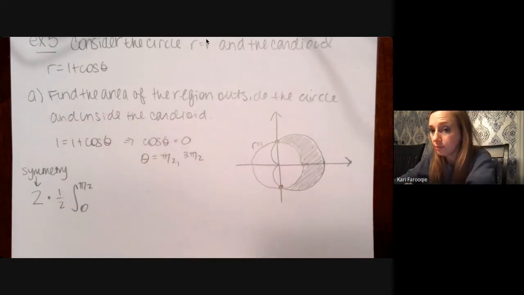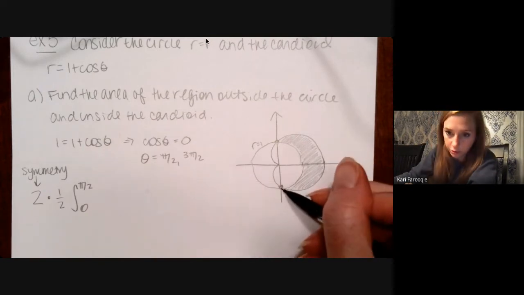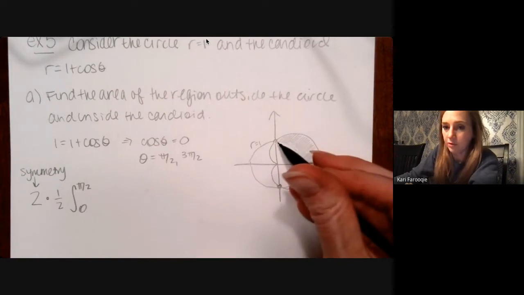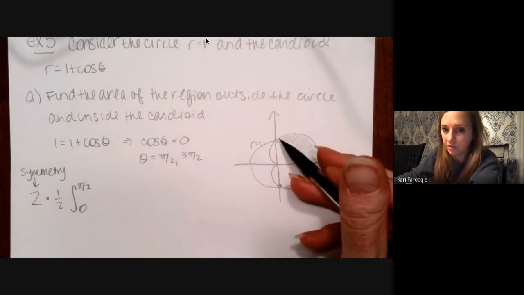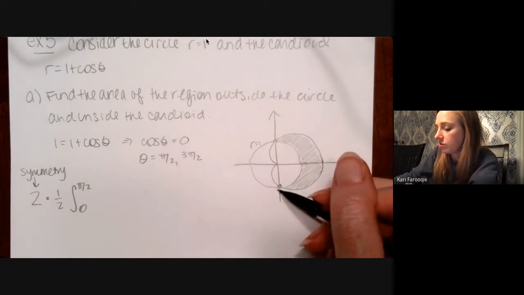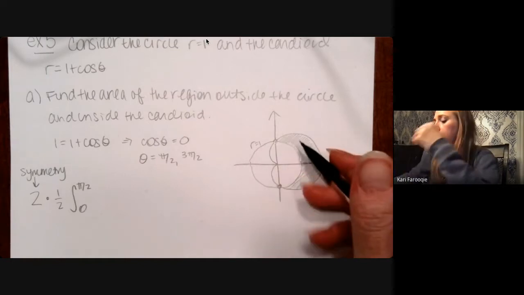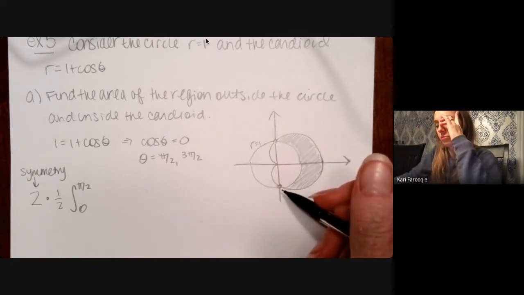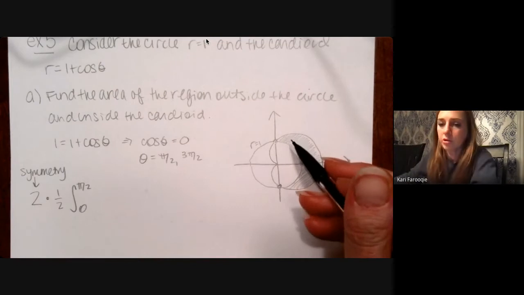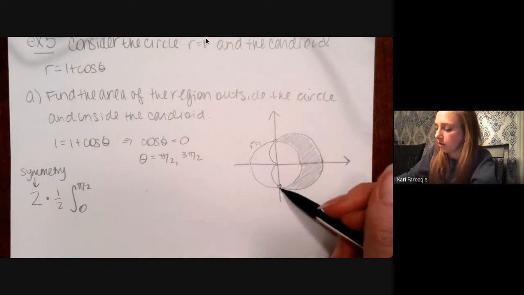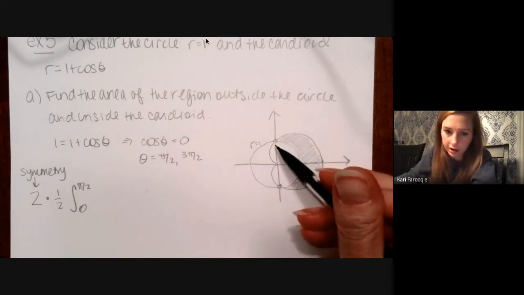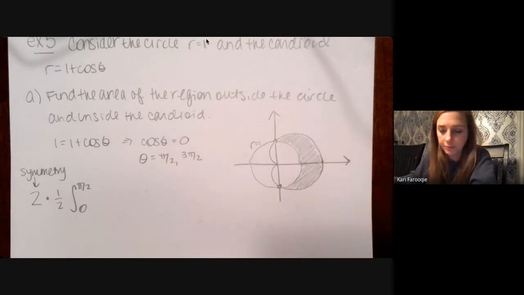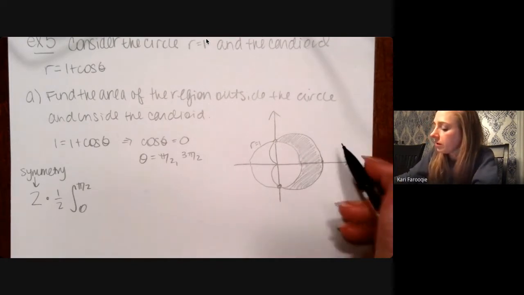Just make sure that you note that if you're not using symmetry, you cannot go from 3 pi over 2 to pi over 2. You're going to end up getting a negative area, and it's not going to be the area that you want because essentially you'd be going backwards. You have to go from least to greatest when you're looking at your limits of integration. So you'd have to go from negative pi over 2 to pi over 2, not 3 pi over 2 to pi over 2, because you'd be going that way. You get a completely different value.